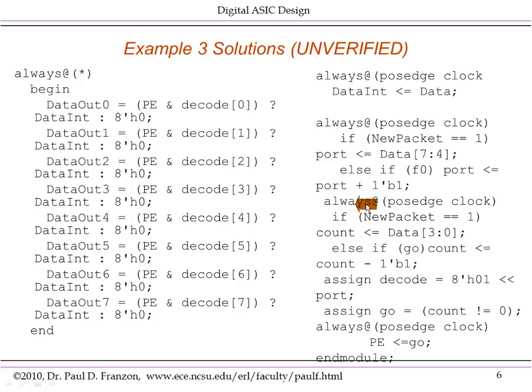Here are the port and count registers in one always posedge clock statement. Here are the muxes in front, 2 posedge clock statements, sorry. Here's the mux in front of port. Here's the mux in front of count. Here's the go line. And here's PE, which is the delayed go.